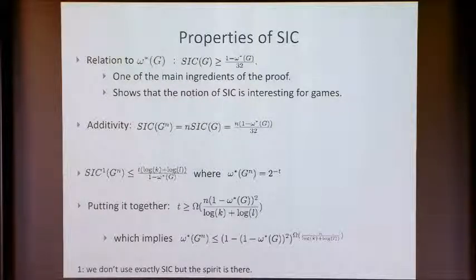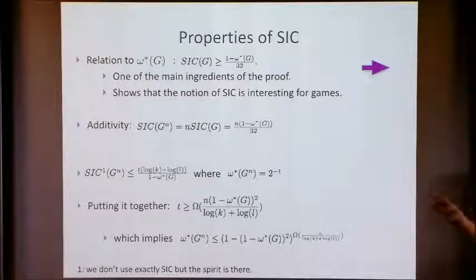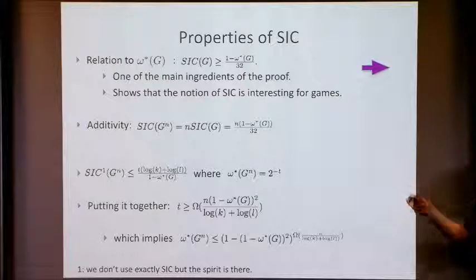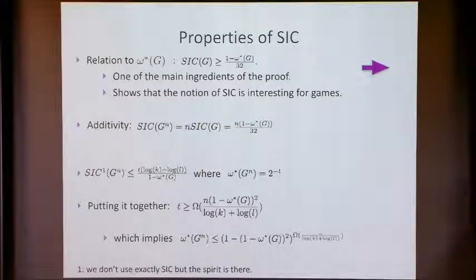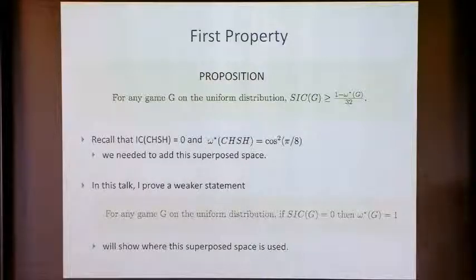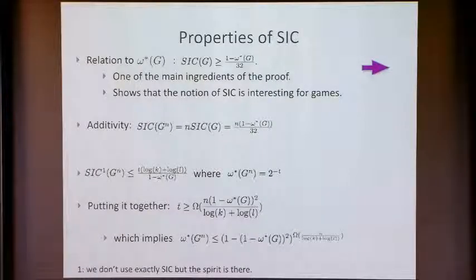What I'm trying to do is to convince you that this works, that this notion of superposed information cost is useful when studying the value of entangled games. So, okay, question. Can you go back to that slide?